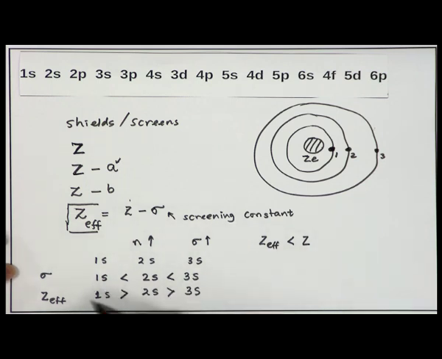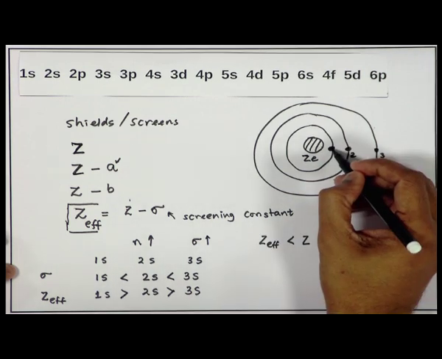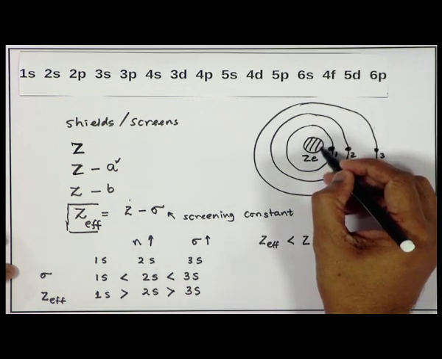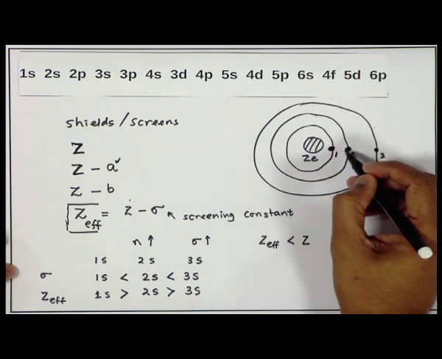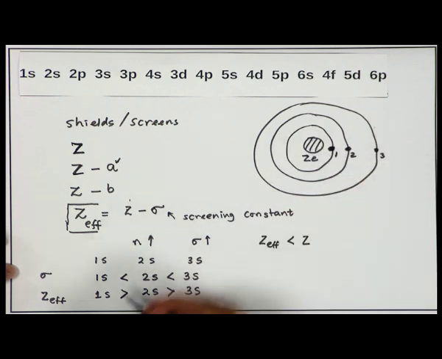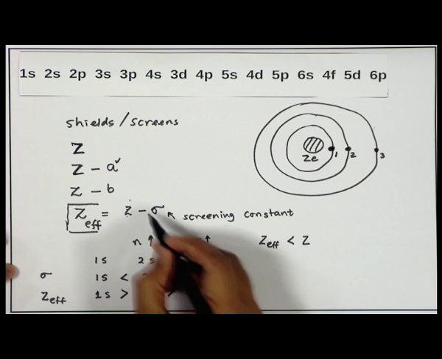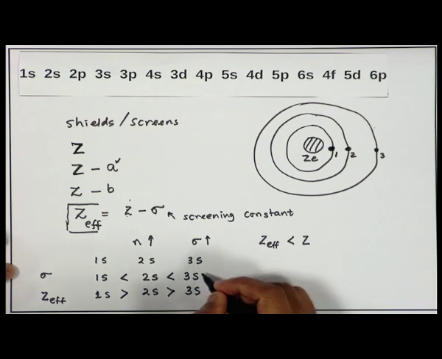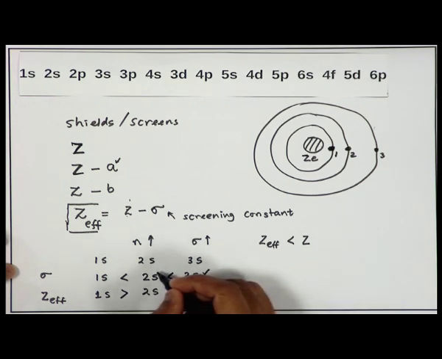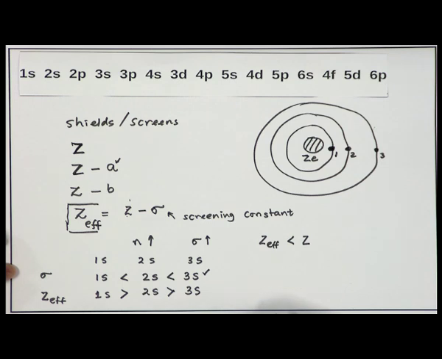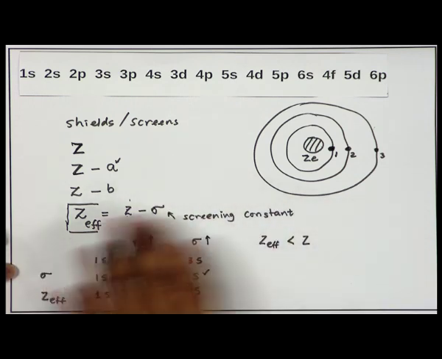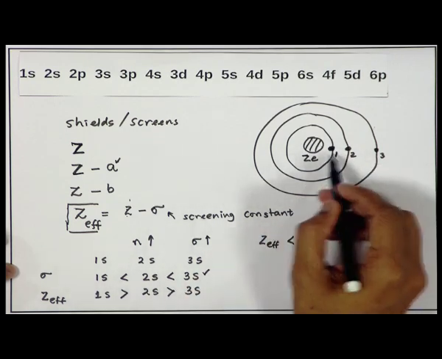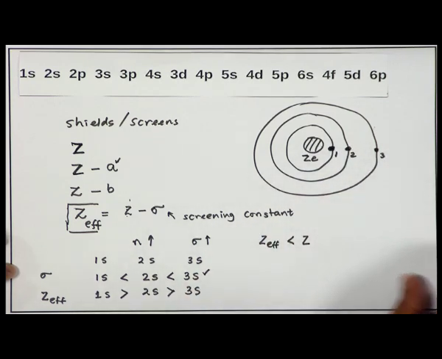What does that mean? When the electron is in the 1s orbital, it sees the full nuclear charge Z. When it is in the 2s orbital, it does not see the full nuclear charge, rather it sees Z minus sigma, and in the 3s orbital it sees Z minus sigma, but please remember that sigma for the 3s orbital is different from sigma of the 2s orbital. This explains why, as we go to higher and higher principal quantum number, the energy of the orbital increases.